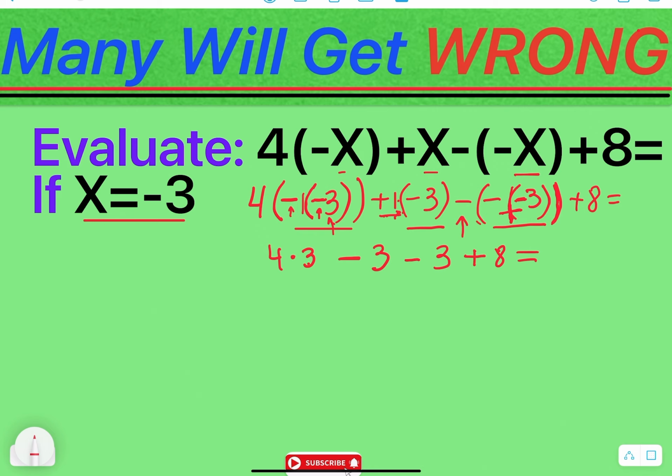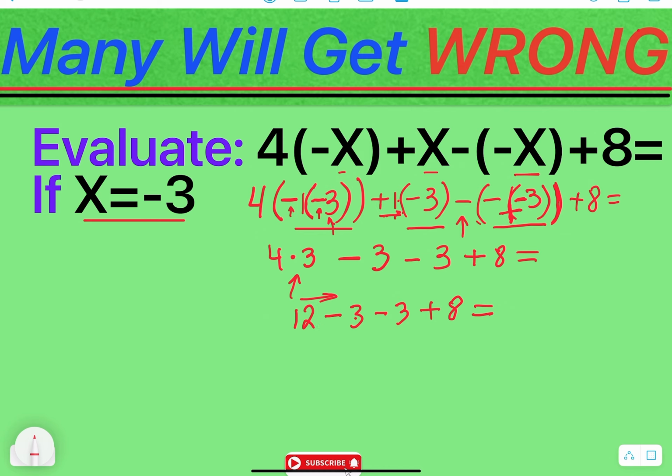Now we have 4 times 3 minus 3 plus 8 equals. In order of operations, we have to do multiplication first. 4 times 3 equals 12. Then minus 3 plus 8 equals. If we have only subtraction and addition, we can go from left to right in order, step by step, and solve the problem doing the operations.